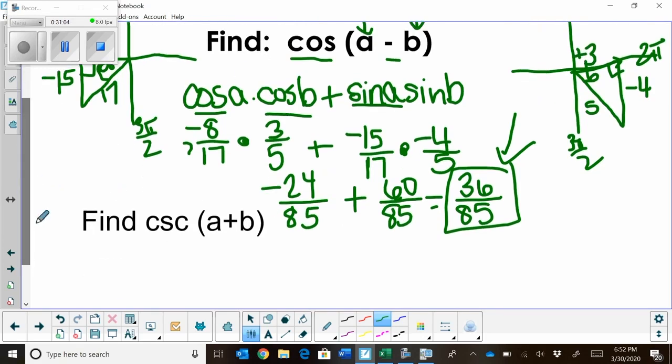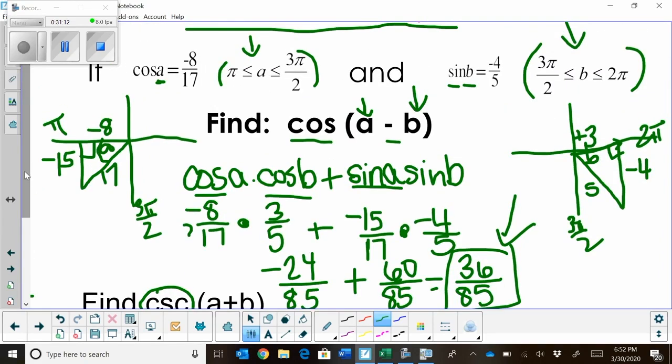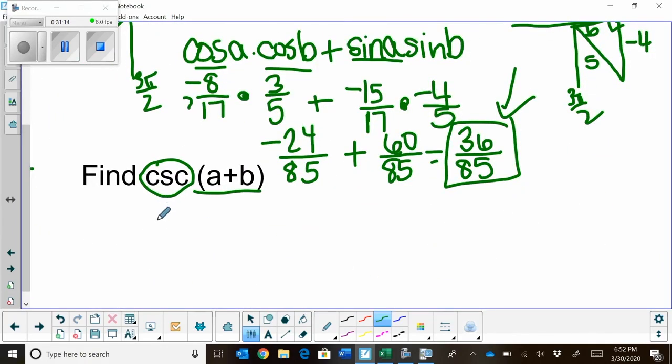Now, what would we do if we're finding the cosecant of the sum of two angles? Well, I hope you're thinking, there isn't a cosecant formula, but we do know a sine formula. And we know that sine and cosecant are reciprocals.